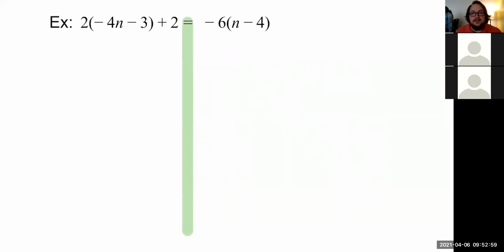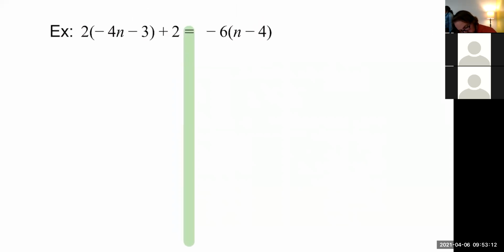What should catch our eye first? Parentheses. This time we do have 2 sets of parentheses, but I can go ahead and take care of both in the same step since they're separated. On the left, what am I distributing? The 2. So 2 times a negative 4n gives me a negative 8n. 2 times a negative 3 gives me a negative 6. And do I do the 2 times 2? No. Why not? So it's not included? So what do I do with it? Just drop it on down. Same with the equal sign.